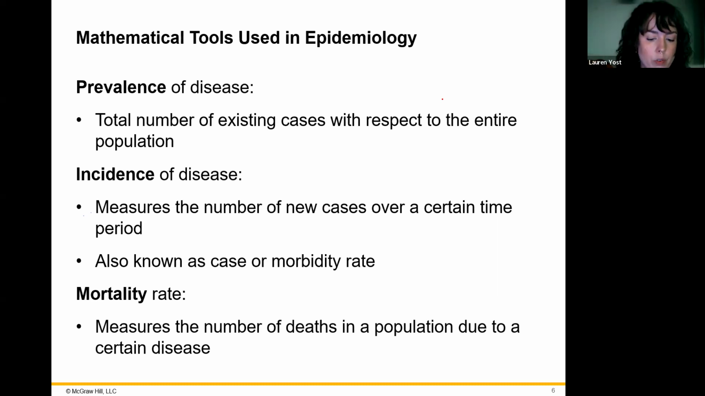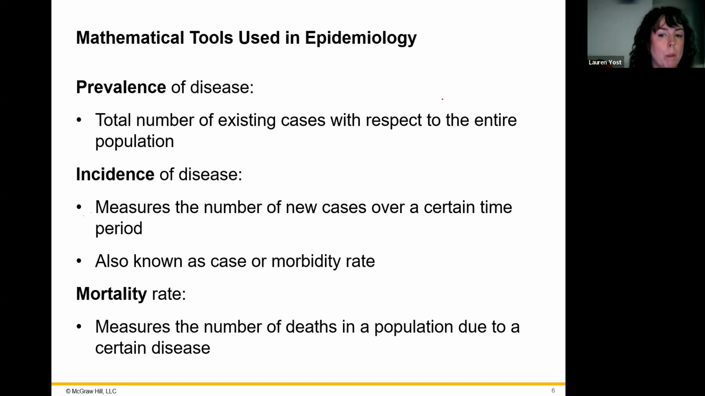So do be aware of what each of these terms mean. Be also aware of the differences in them so you can pick them out. Prevalence of disease, we're talking about the total number of existing cases for the entire population. Okay, so it's an overall big picture look at things. Whereas incidence, we're talking about the number of new cases over time. So how many new cases might pop up over a month or something.